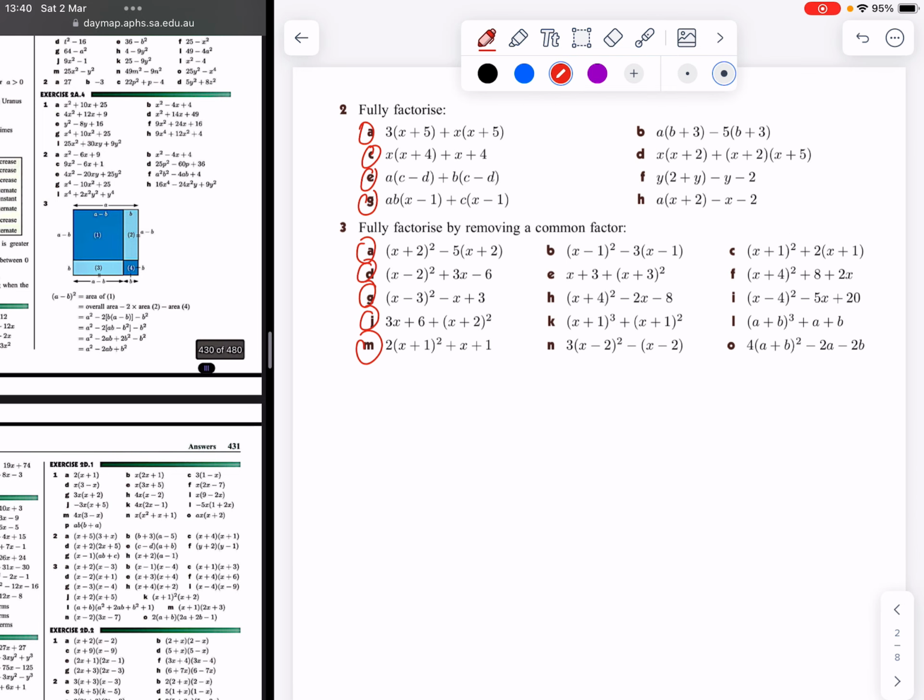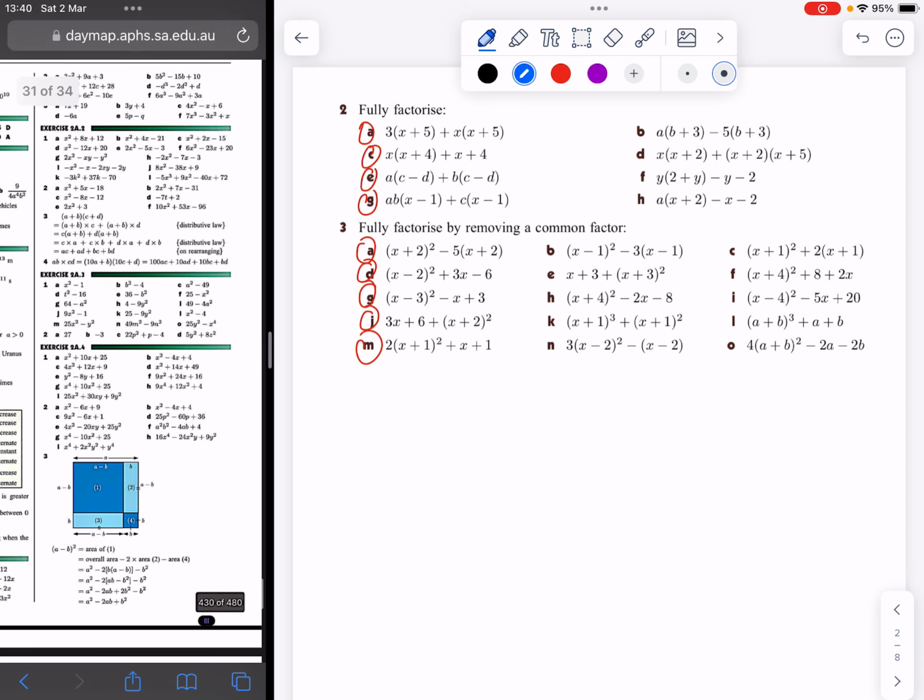Fully factorize. Let's not cheat now. 2a, 3(x plus 5) plus (x plus 5). x plus 5 is a common factor. What's left over? 3 plus x.